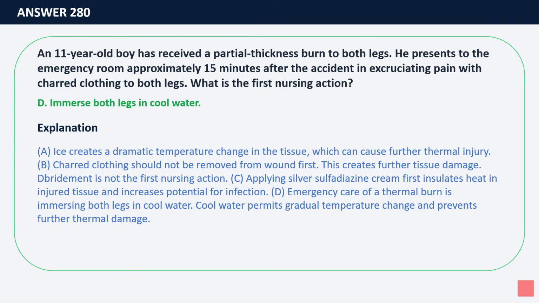Answer: D. Immerse both legs in cool water. Explanation: A. Ice creates a dramatic temperature change in the tissue, which can cause further thermal injury. B. Charred clothing should not be removed from wound first. This creates further tissue damage. Debridement is not the first nursing action. C. Applying silver sulfadiazine cream first insulates heat in injured tissue and increases potential for infection. D. Emergency care of a thermal burn is immersing both legs in cool water. Cool water permits gradual temperature change and prevents further thermal damage.